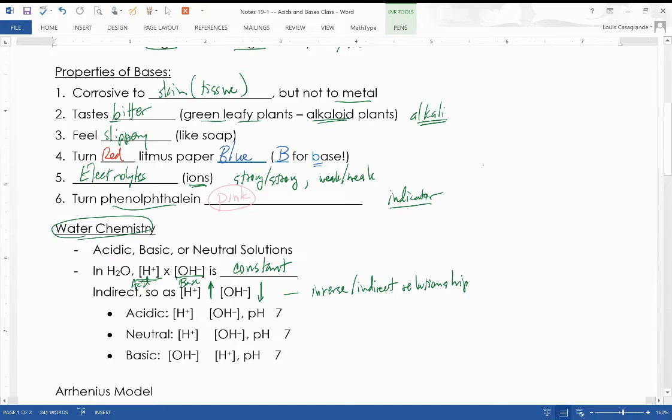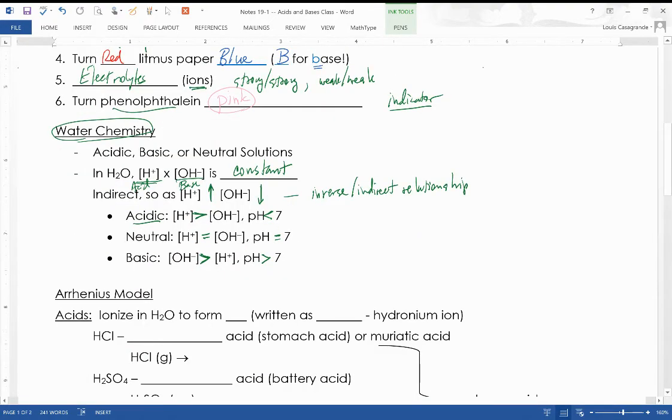In water, you'll have an acidic solution if the hydrogen ion concentration is greater than hydroxide. The only place where it's neutral is where the two concentrations are equal. And again, when we talk about pH, we'll see how that works. And in a basic solution, the hydroxide concentration is greater than the hydrogen ion concentration. For an acidic solution, pH is less than 7. For a neutral solution, pH is equal to 7. And for a basic solution, pH is going to be greater than 7. And again, you'll see why that works when we get to pH.